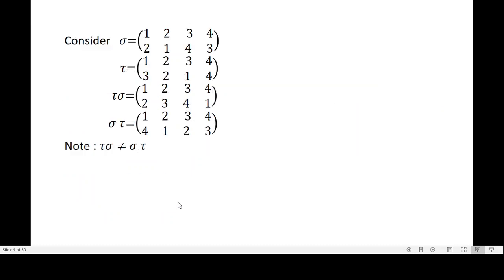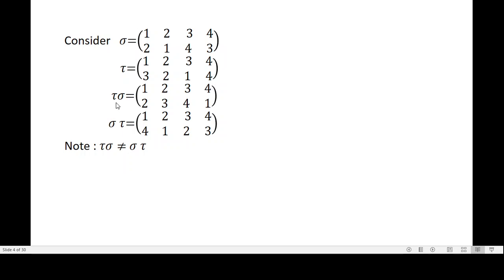Now let me consider sigma equal to 1, 2, 3, 4. Sigma of 1 is 2, sigma of 2 is 1, sigma of 3 is 4, sigma of 4 is 3. Consider another permutation. Let us denote this permutation by tau, where tau is equal to 1, 2, 3, 4 over 3, 2, 1, 4. Okay, image of 1 is 3, image of 2 is 2, image of 3 is 1, and image of 4 is 4. Remember, we denote a permutation in this way using open brackets. Okay, so this is a notation for permutation.